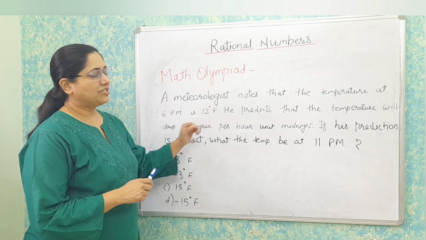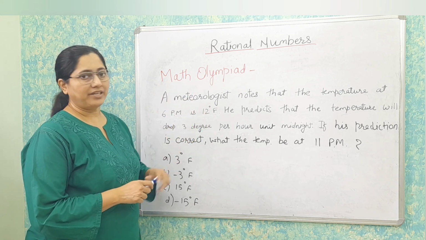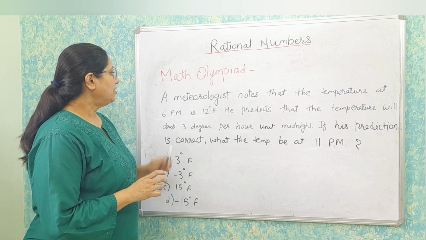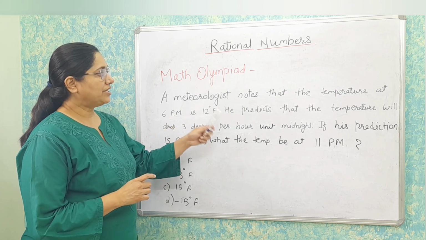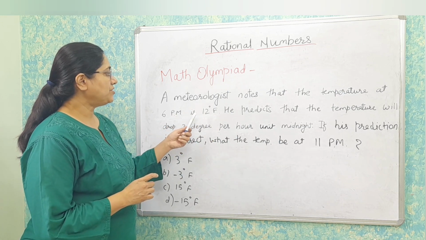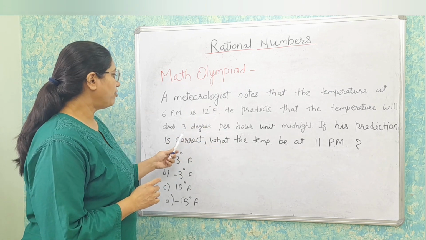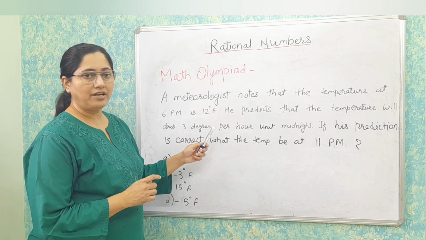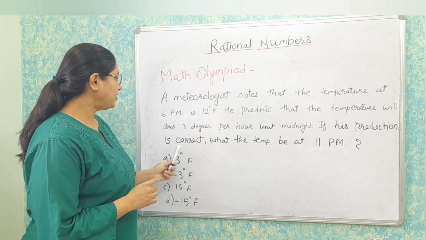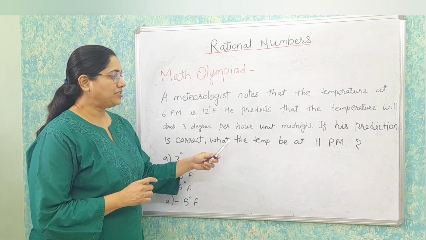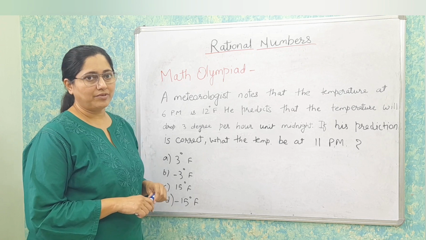These type of questions are very common in Math Olympiad exams and mental math. A meteorologist notes that the temperature at 6 p.m. is 12 degree Fahrenheit. He predicts that the temperature will drop 3 degree per hour until midnight. If his prediction is correct, what will the temperature be at 11 p.m.?